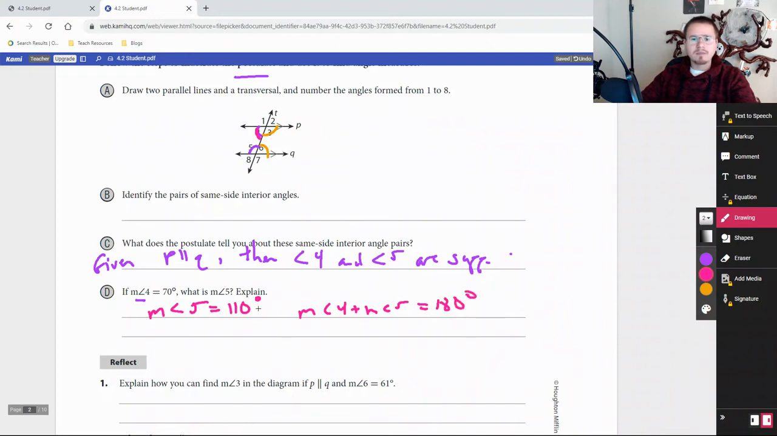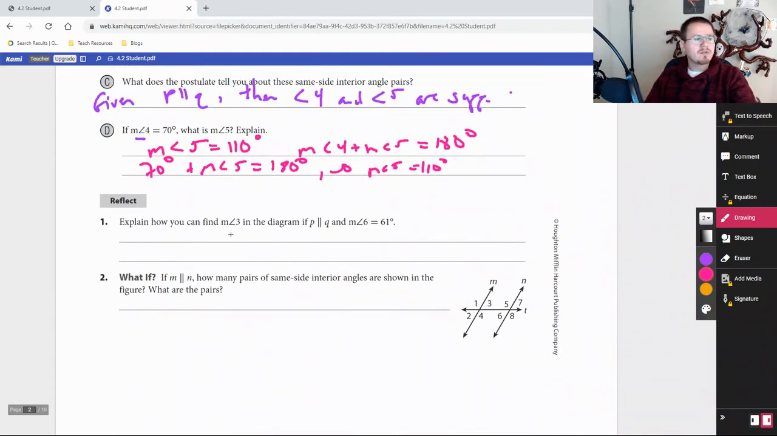Bam. And then you'll continue and you could write out that 70 degrees plus the measure of angle 5 equals 180 degrees. So long story short, the angle measure equals 110 for angle 5.